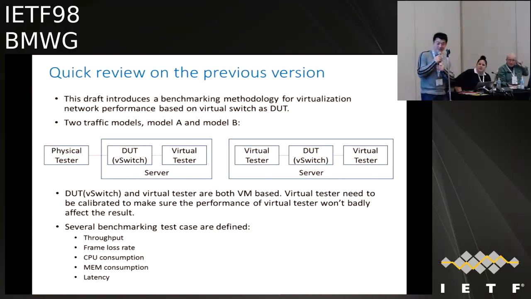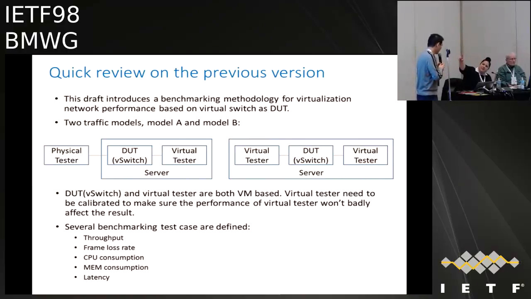Because I think in the real network, the traffic is from a virtual machine to another virtual machine. The other virtual machine may be inside the same host or in another host. So if we use a physical tester to test vSwitch, the traffic is always from outside into it.